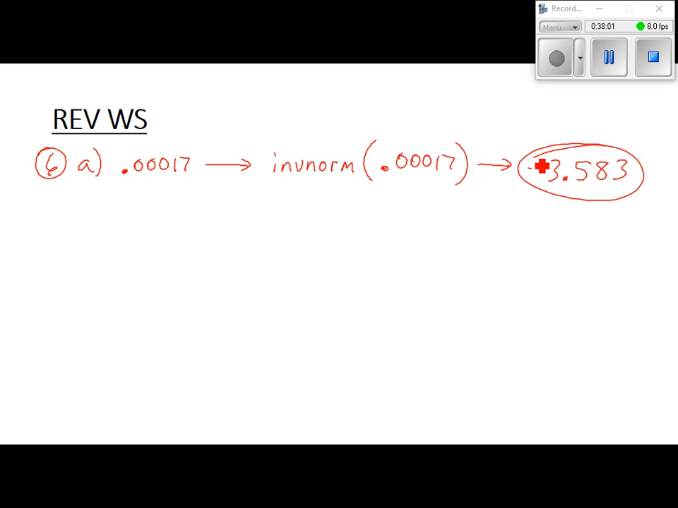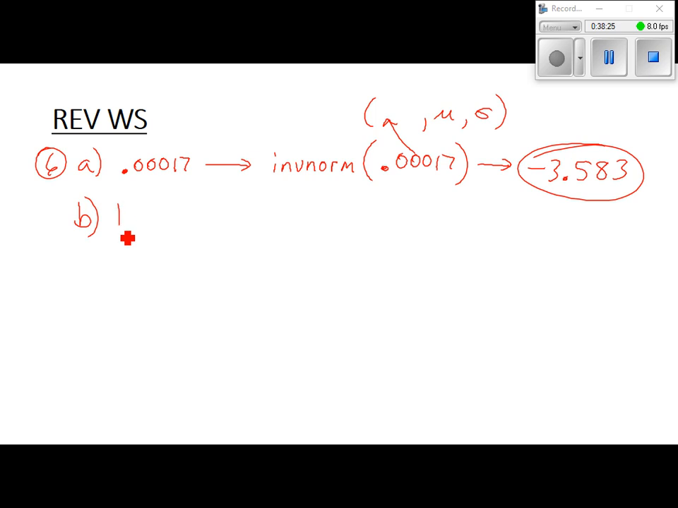So that's the z-score. If we wanted to change that into a raw score, we could still use this, but we put that number in, then we'd have to put the mean and the standard deviation, and then it would change it to a raw score for us. I think that's the right thing on the calculator.